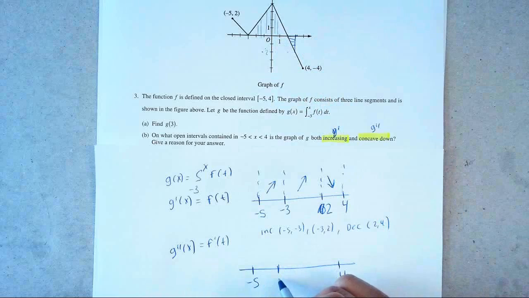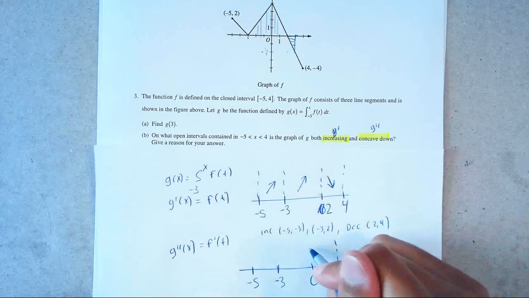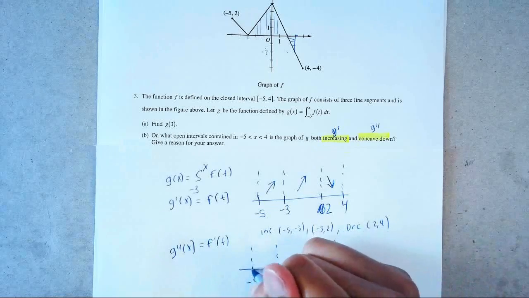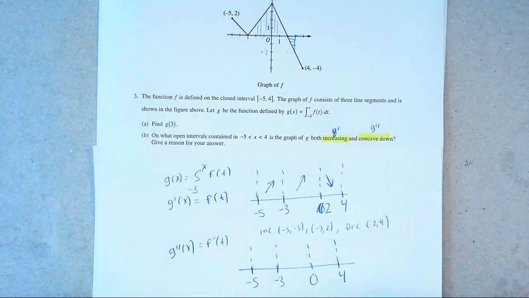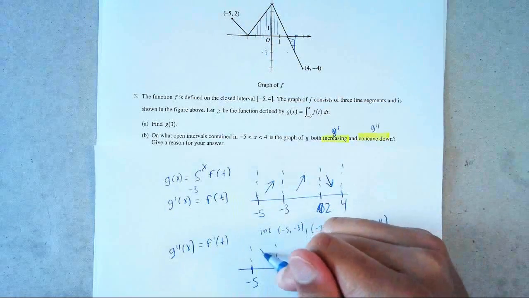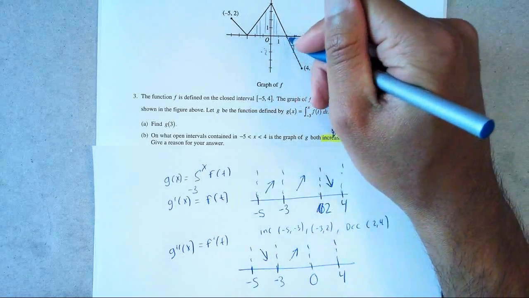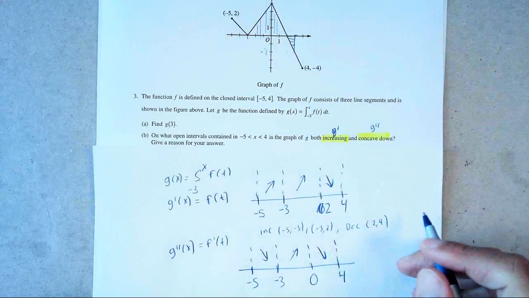So then I can put -3 and 0, separate everything, and ask yourself, since I'm applying a derivative test to f, anything that's decreasing is going down, anything that's increasing is going up, anything that's decreasing is going down, all the way to 4.